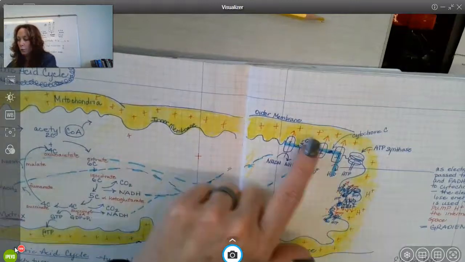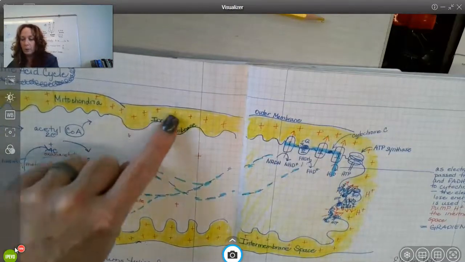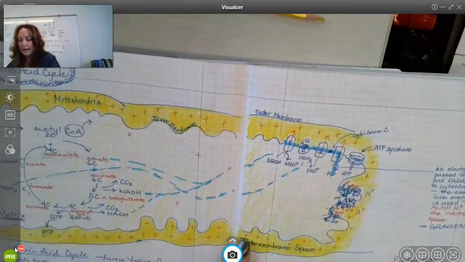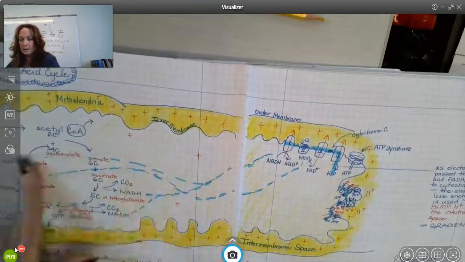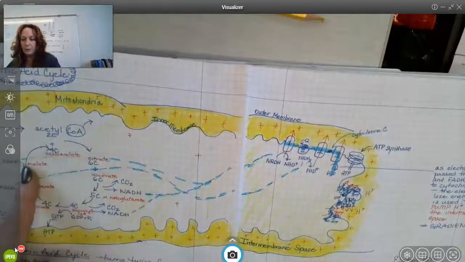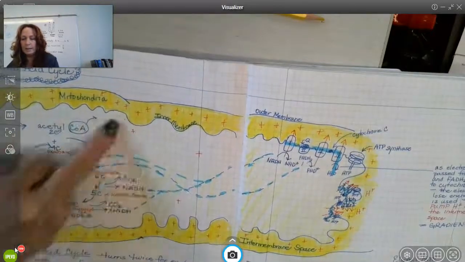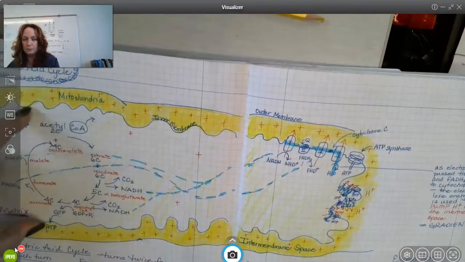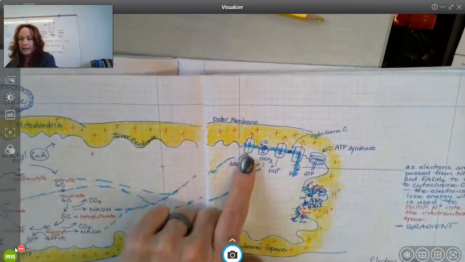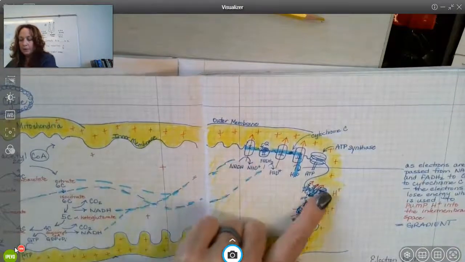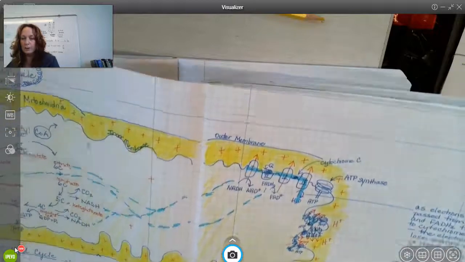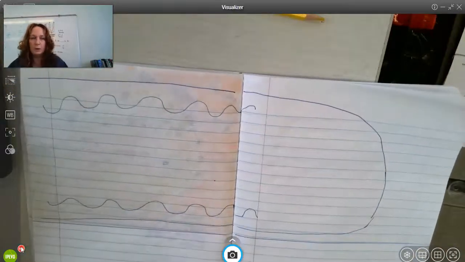I'm going to do my coloring. I'm going to create my hydrogen ion gradient of higher in this inner membrane space, lower in this matrix, leaving a great big place to draw in Krebs cycle. And then in this inner membrane, don't draw it over here. I'll do mine and I'll show you what I'm talking about. Okay, so this is what I was talking about.